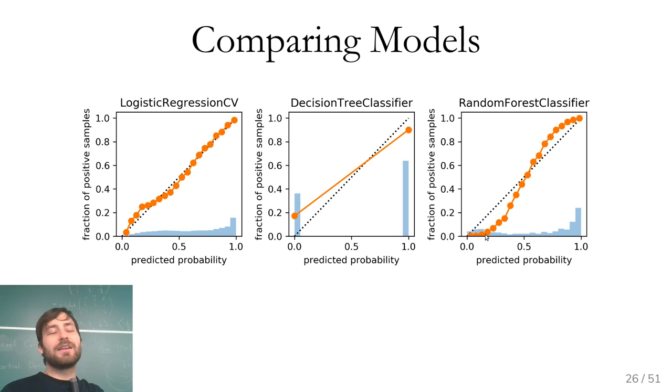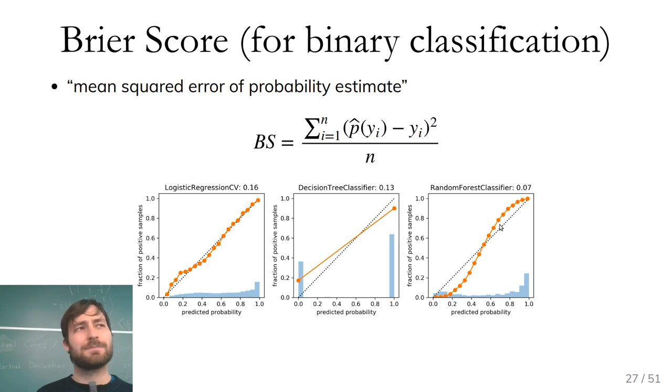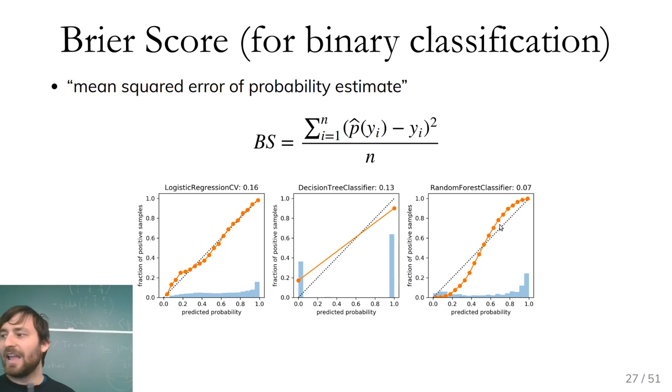There are several ways to get to a number from this diagram. One is basically measuring the distance from the diagonal here using binning. One thing that has been found quite helpful is the Brier score. What that does is basically the mean squared error of probability estimates. So you take the probability of 1 minus the outcome 0 or 1, and then sum this up. This actually doesn't exactly measure the calibration, but it measures a combination of the calibration and the accuracy. You can measure the accuracy and the calibration separately. This basically measures both of them at once.